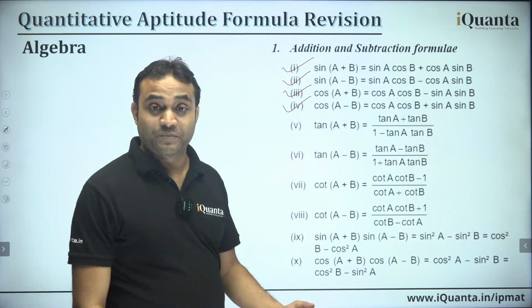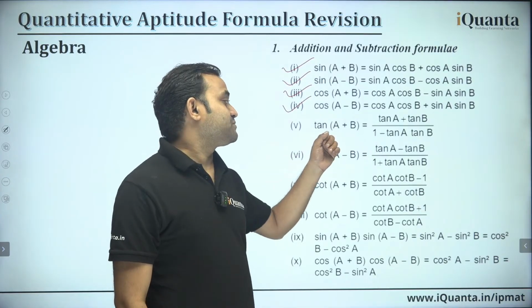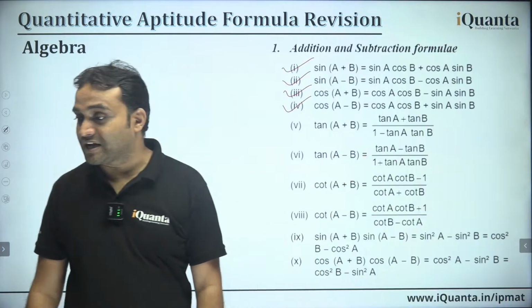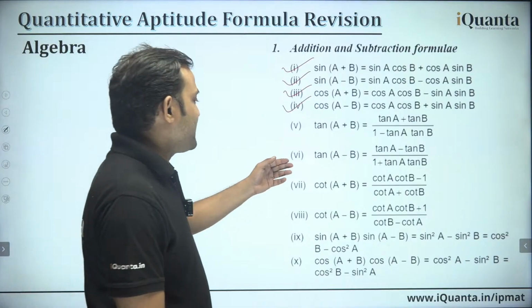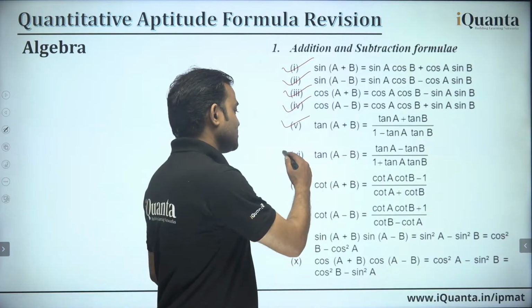Now tan A plus B, these will be used frequently, so remember this well. Tan A plus B is tan A plus tan B divided by 1 minus tan A into tan B. Then tan A minus B. So you can replace the plus by minus, minus by plus.